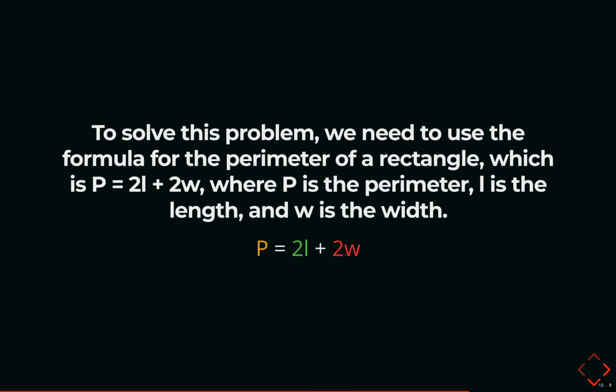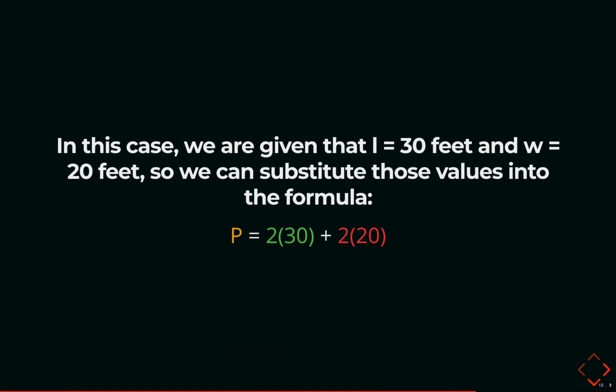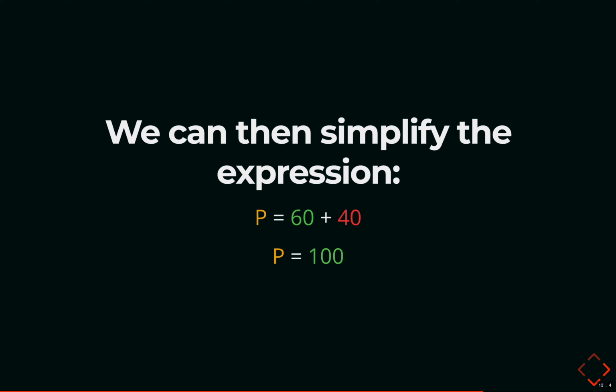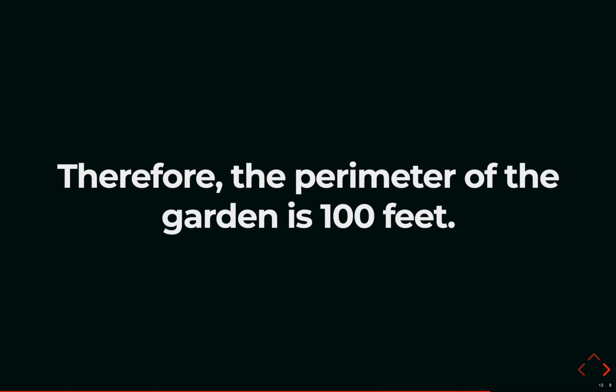To solve this problem, we need to use the formula for the perimeter of a rectangle, which is P equals 2L plus 2W, where P is the perimeter, L is the length, and W is the width. So P equals 2L plus 2W. In this case, we are given that L equals 30 feet and W equals 20 feet. So we can substitute those values into the formula. P equals 2 times 30 plus 2 times 20. We can then simplify the expression. P equals 60 plus 40, giving us P equals 100. Therefore, the perimeter of the garden is 100 feet.